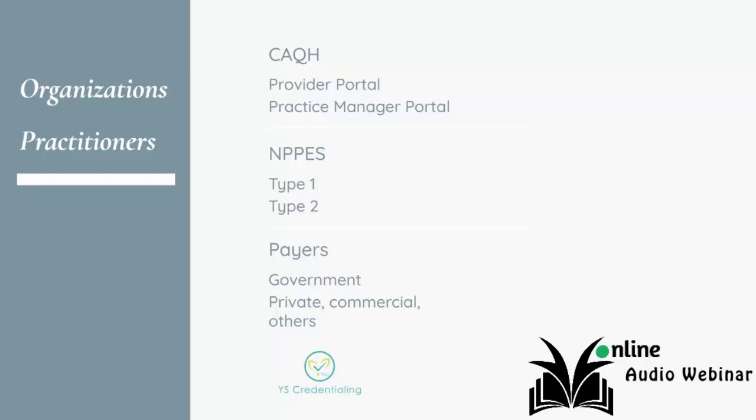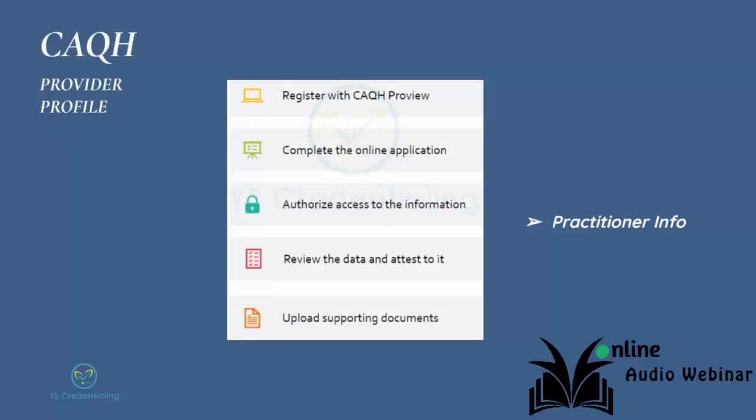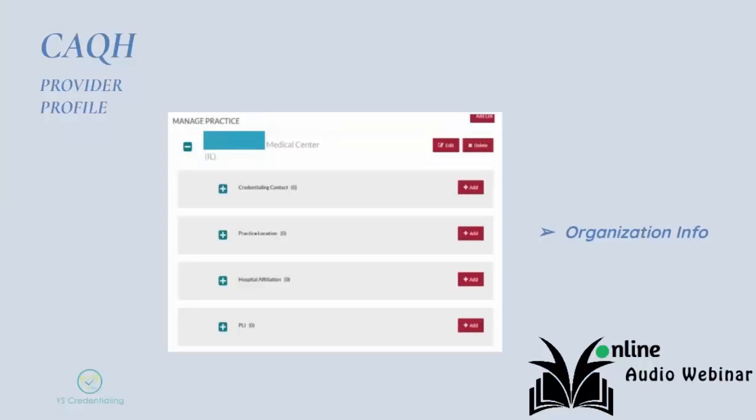So the CAQH, we're going to talk about the provider portal and the practice manager portal and the groups module. And then your NPPES, your type 1 is your individual's NPI, and your type 2 is your organization NPI. So let's review the provider profile. It's 5 easy steps. This is for the CAQH provider data profile. It used to be called CAQH ProView. And then this is part of the CAQH practice manager.